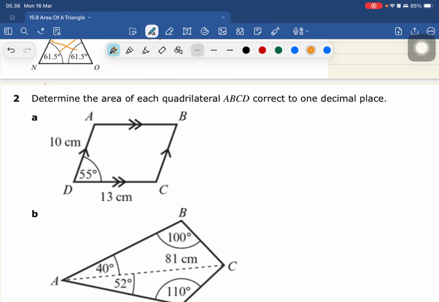Okay, we can make it as a triangle. As this is a parallelogram, one side is 10, the other is 13, and this angle is 55. Opposite angles are equal. So we can just use 1 over 2, the area is 13 multiplied by 10, and then multiplied by sine 55 degrees. So we get 65 multiplied with sine 55 degrees.